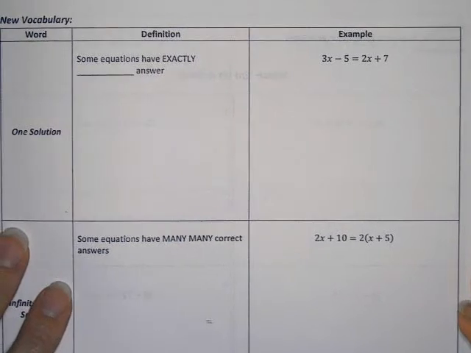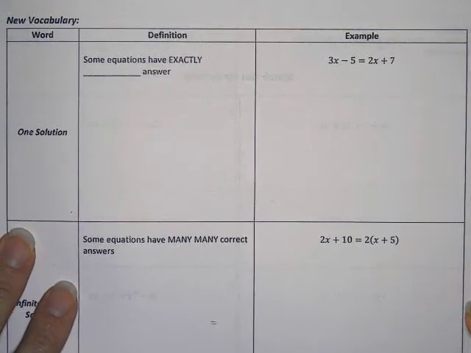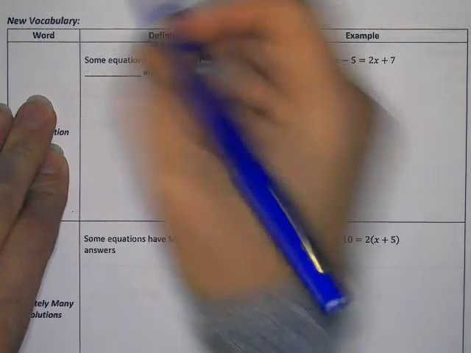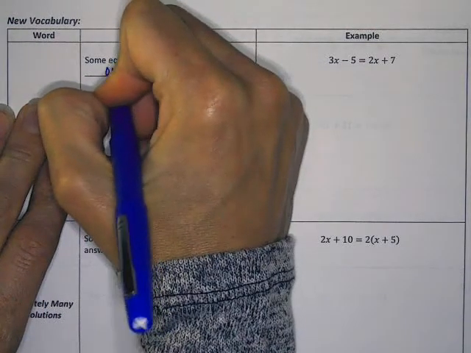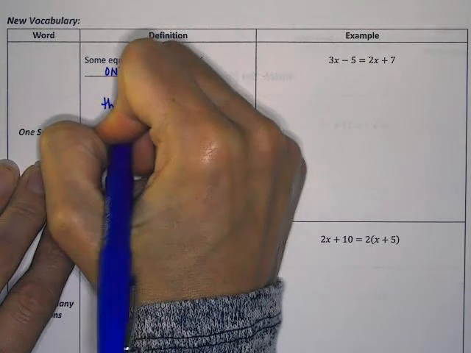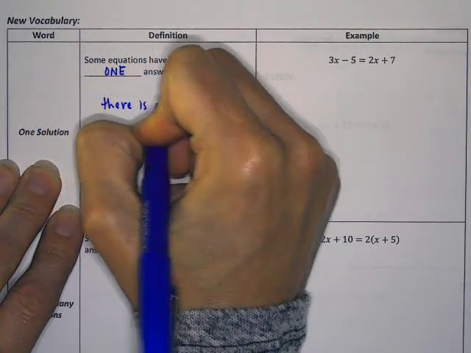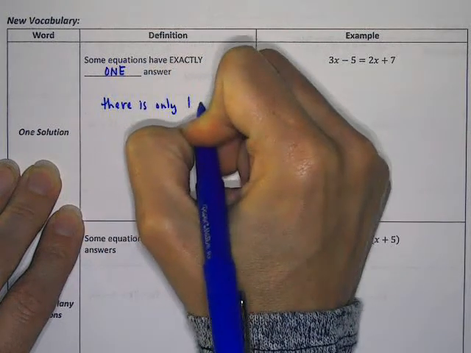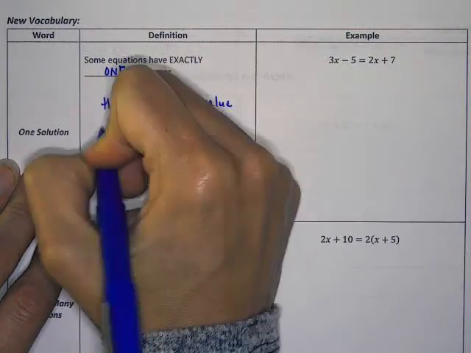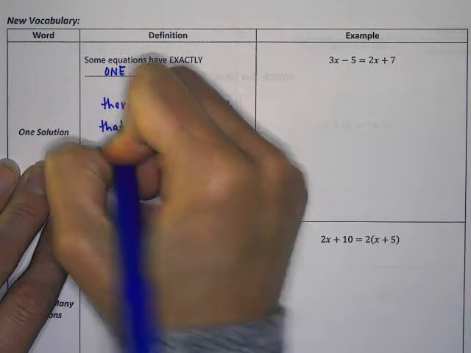All right. Now, so far, the equations that we've worked with have been of this type. They have only one answer, which means there is only one value that makes the equation true.